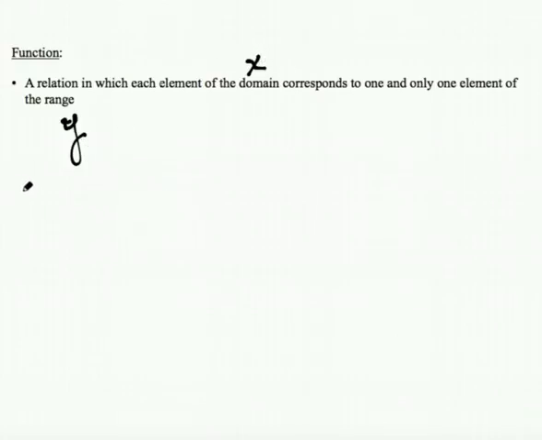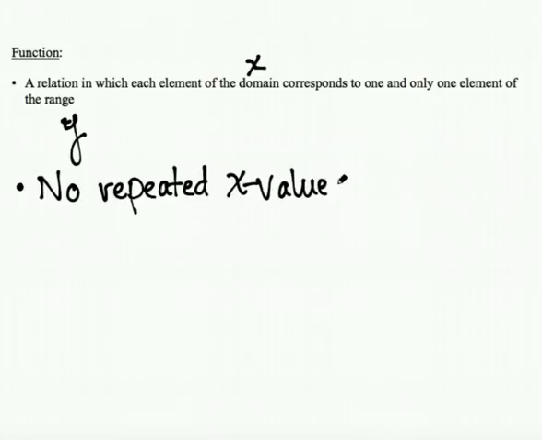Now, let's take that definition and rewrite it a couple ways. What that really means in simpler terms is that we have no repeated x values. All right, no repeated x values. So for example, if we have the ordered pair 2, 5, we cannot have 2, 7. All right, 2 is already corresponding to 5, so 2 cannot correspond to 7.